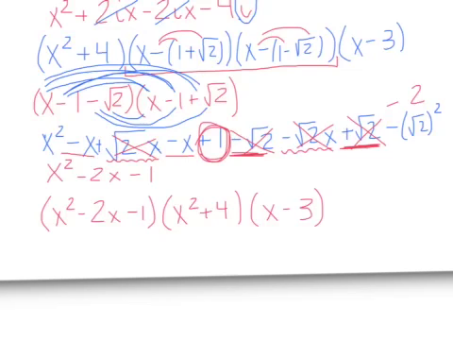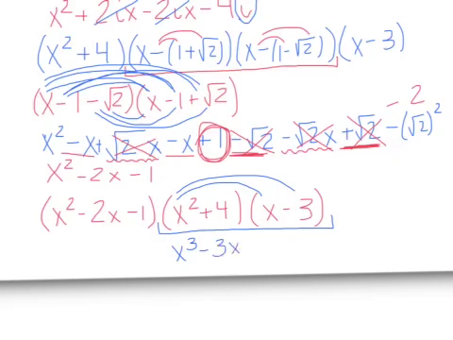We need to pick 2 more and distribute. So I'm just going to pick these last 2. It doesn't matter. You don't have to do it this way. You could pick the first 2. You could pick the first one and the last one, whichever you prefer. So if I do these 2, I'm going to do x squared times x, which is x to the 3rd, and x squared times negative 3, which is negative 3x squared. Then I will do 4 times x, which is 4x, and 4 times negative 12, which is negative 12.